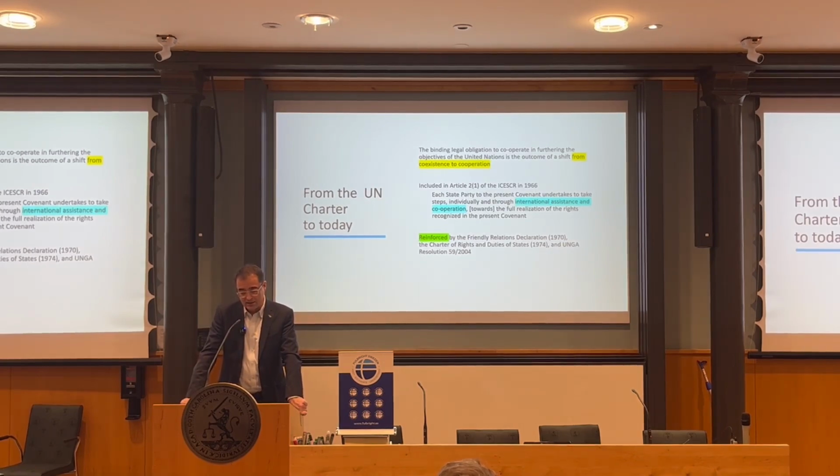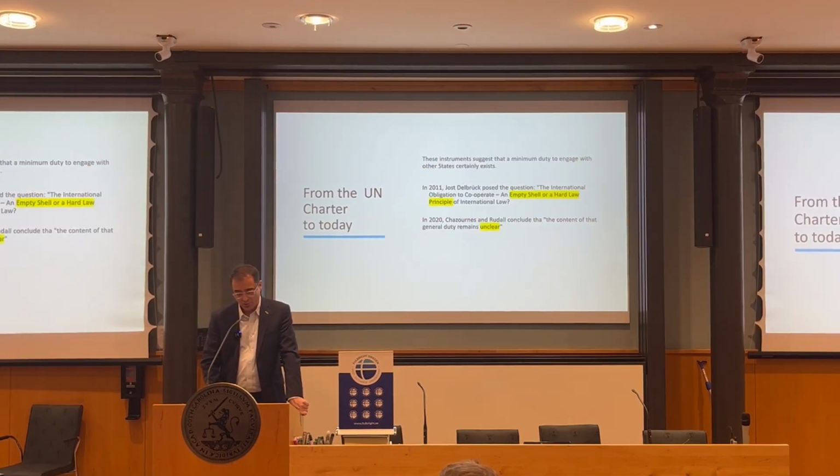As a result of that, in 1966, when the covenant that contains the language that I'm analyzing was adopted, cooperation was also made its way in the covenant in Article 2.1, where each state undertakes to take steps individually or through international assistance and cooperation towards the full realization of the rights recognized in the present covenant, including cultural rights and the right to science. In 1970 this is reinforced by the Friendly Relations Declaration, and then there was a Charter of Economic Rights and Duties of States adopted by the UN General Assembly and also a resolution by the UN General Assembly in 2004. So there is an institutional recognition of cooperation throughout the years.